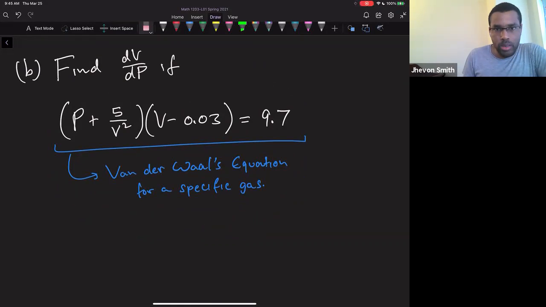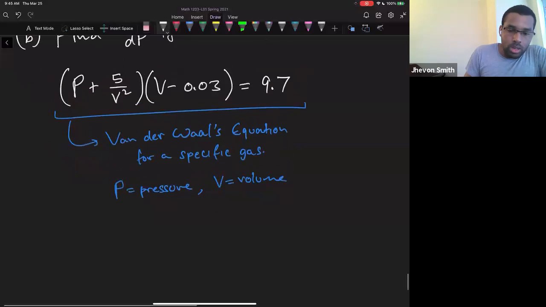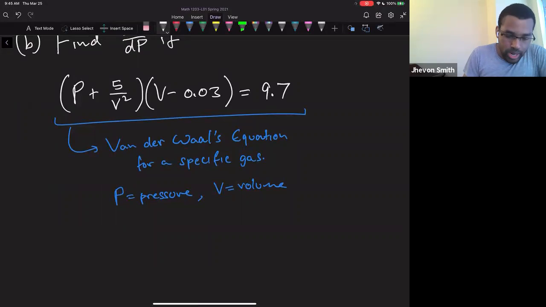So yeah, the van der Waals equation for a specific gas, we are going to figure out how fast the volume of a specific gas changes in relation to the pressure. Right, so P here equals pressure, and that's the force per unit area. And V here equals volume. That's just how much space it takes up. So yeah, I am going to go through and find dV dP. So tell me how to find dV dP.